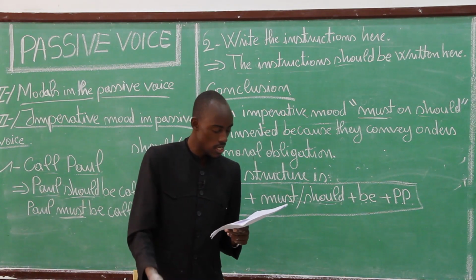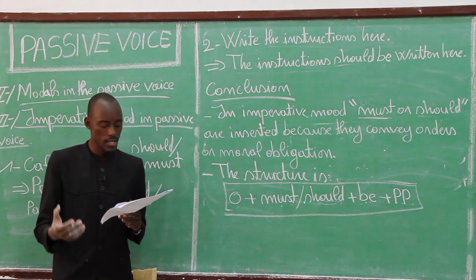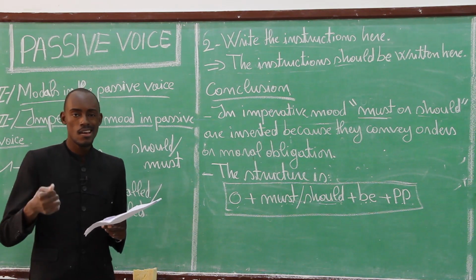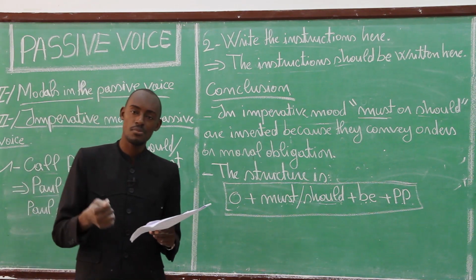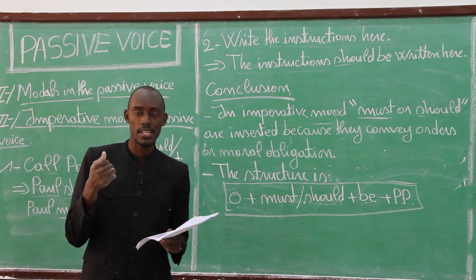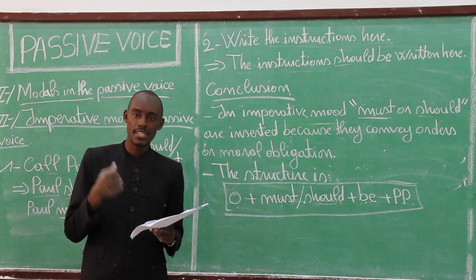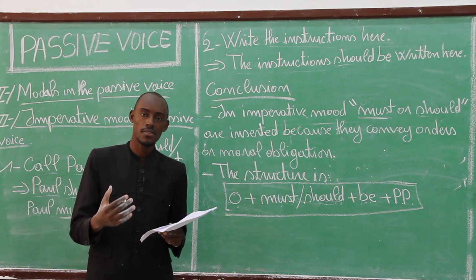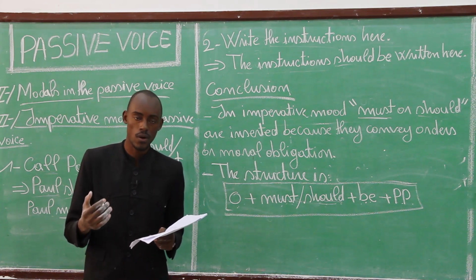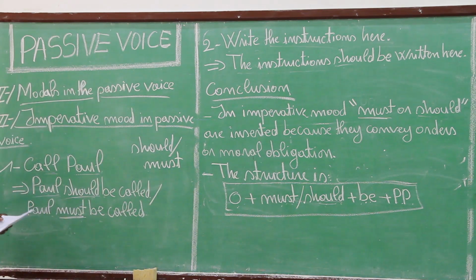And at the beginning of our lesson, I said that a sentence is in active voice when the subject performs the action. And in passive voice, the subject receives or undergoes the action of the verb. Okay, you can write.